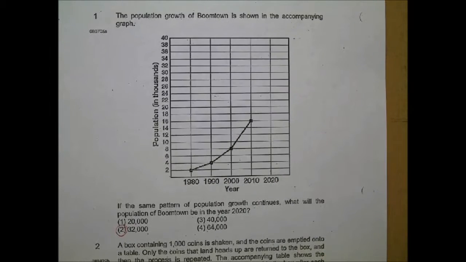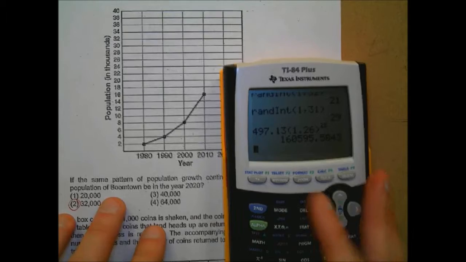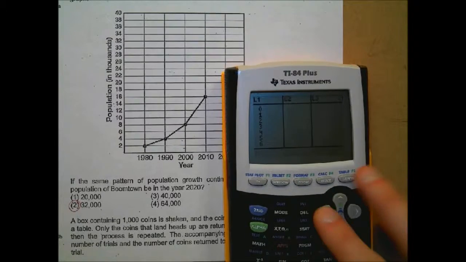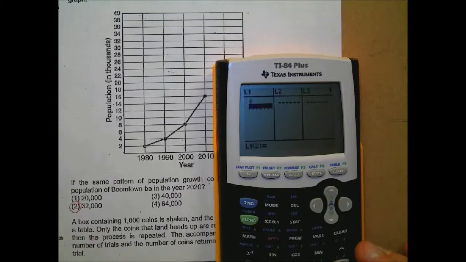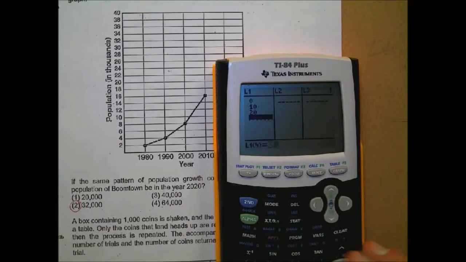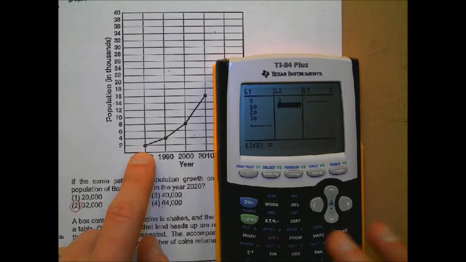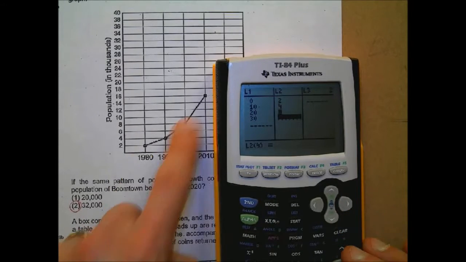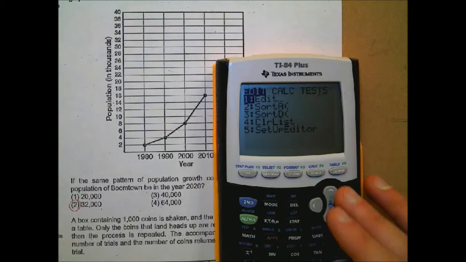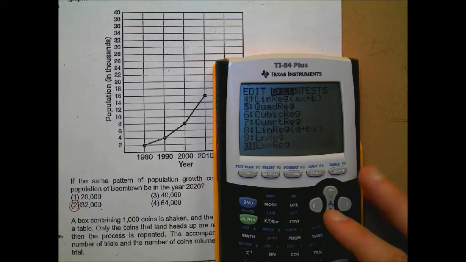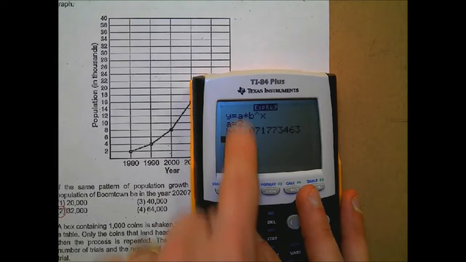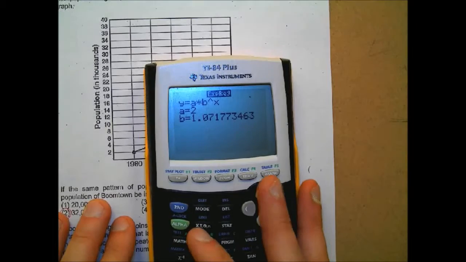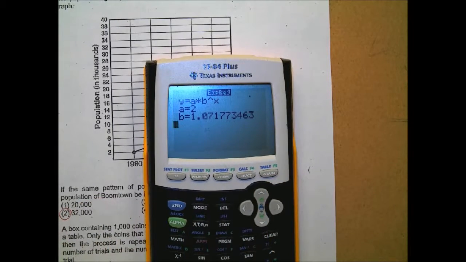Now, real quick, let me just show you if we had chosen to use our graphing calculators. Stat, edit, clear out my lists here, type in the data. I'll do year 0 for 1980, and then 10 for 1990, 20 for 2000, and 30 for 2010. And then I'll type in 2, 4, 8, and then 16. If I do stat calc and then go down to expreg, there would be our little equation right there. Oh, you can barely see it. There it is: 2 times 1.07 to the x.